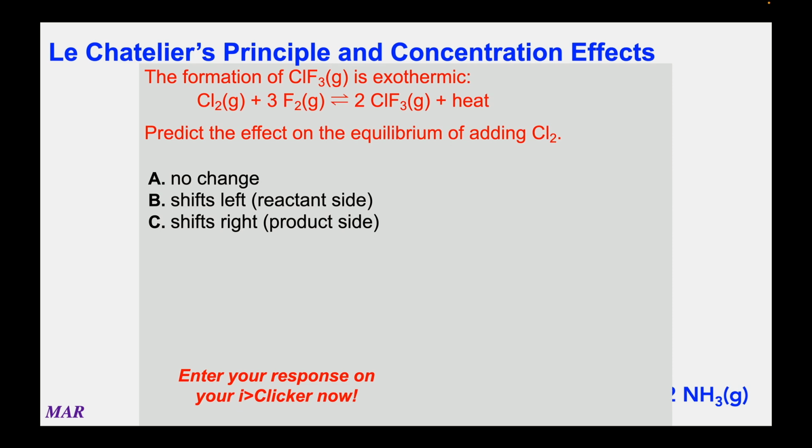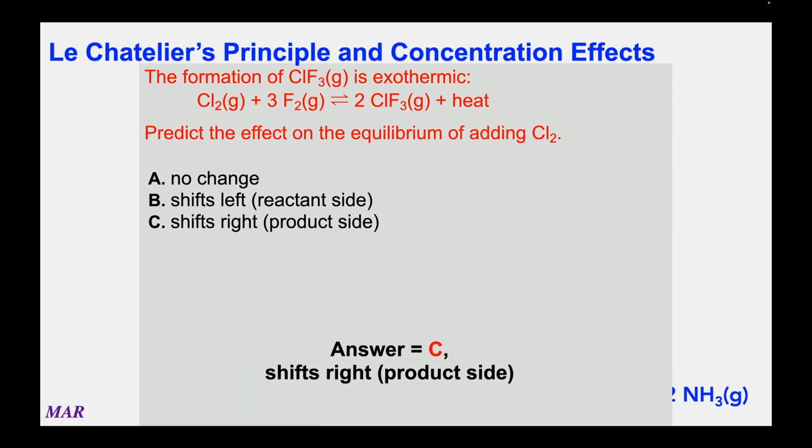So in this reaction, once again, chlorine plus fluorine making 2 chlorine trifluorides. It says predict the effect of adding chlorine. Well, adding chlorine is adding a reactant, and adding something means the reaction is going to shift to the other side. Since chlorine is a reactant, and that's what we're adding, this is going to shift to the product side. It's going to have a shift to the right. So adding something, the reaction will shift to the opposite side. Adding a reactant will move it to a shift to the product side, or a shift right.